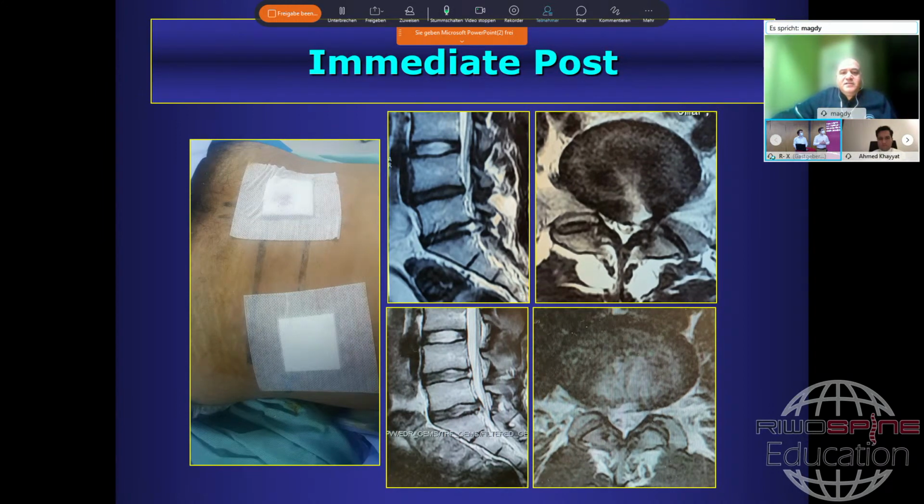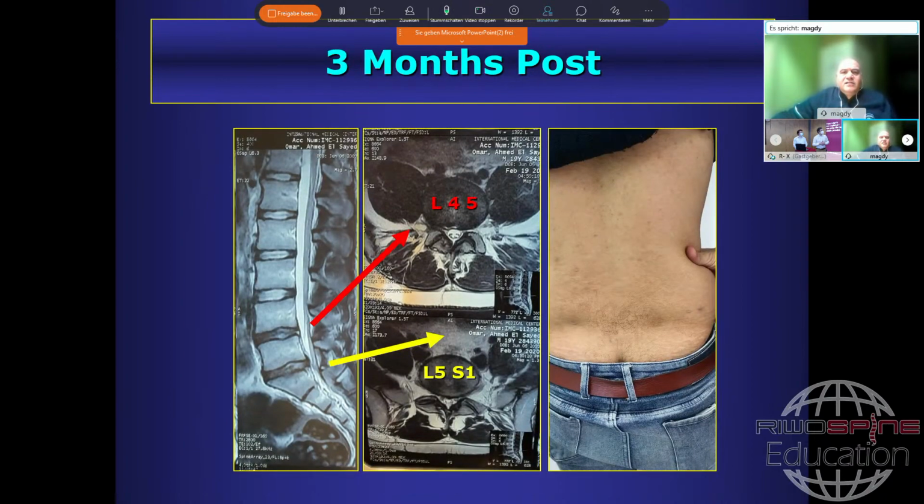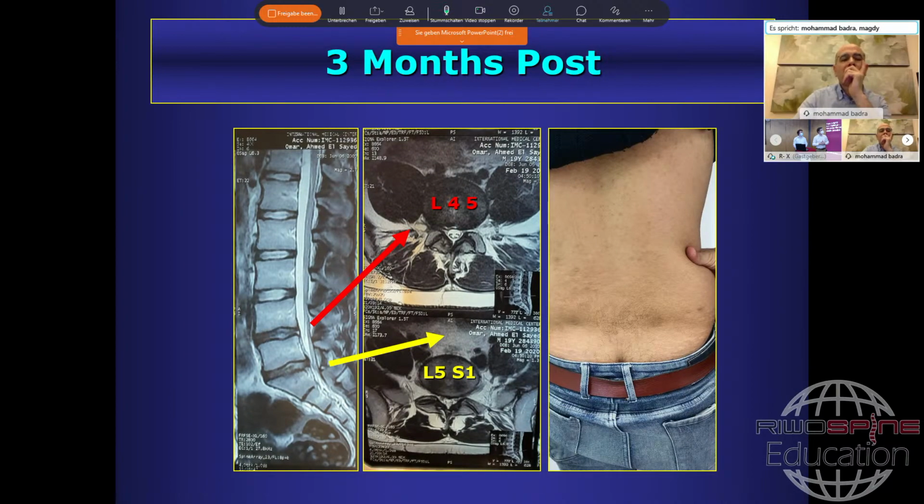And this is the post. You can see here, immediate post-operative. You can see here the full decompression. And there is another X-ray after about, I think, 3 months. Next, please. Yeah, and this is after 3 months.